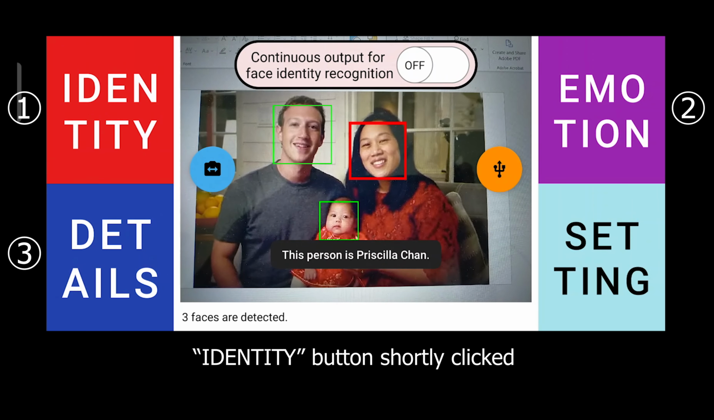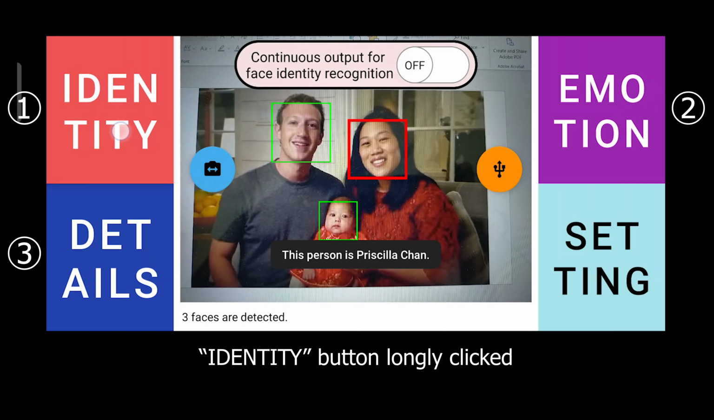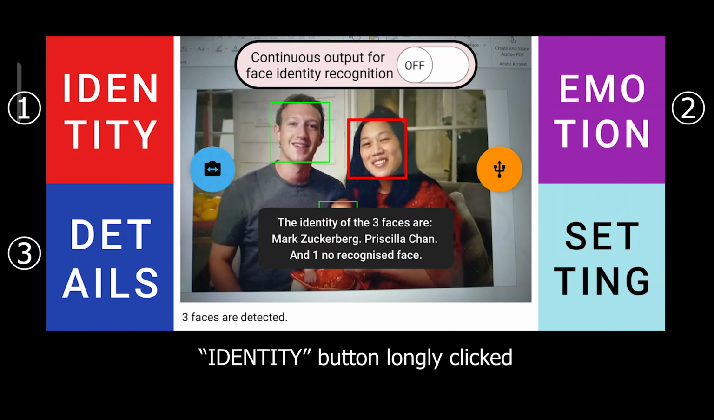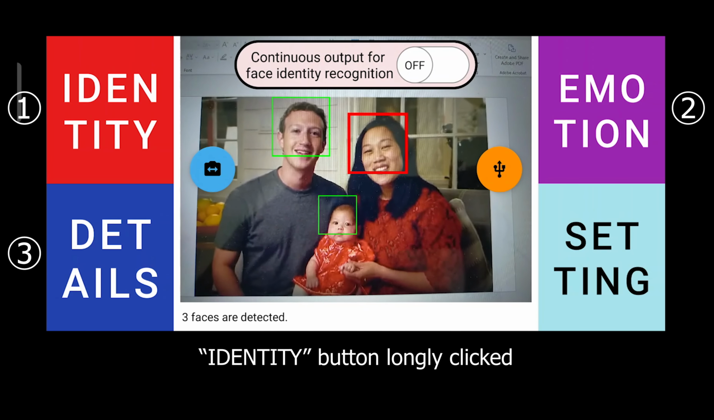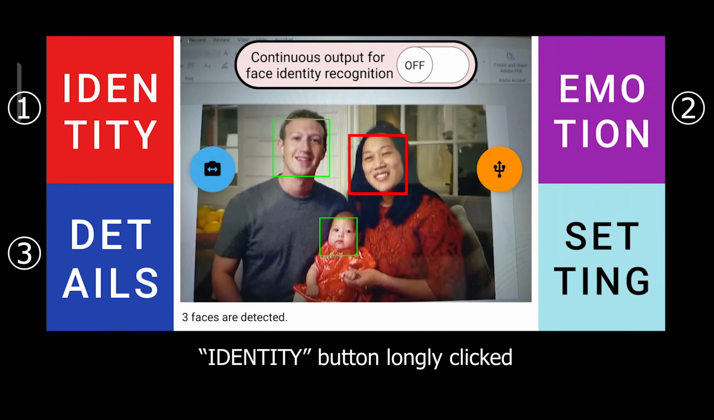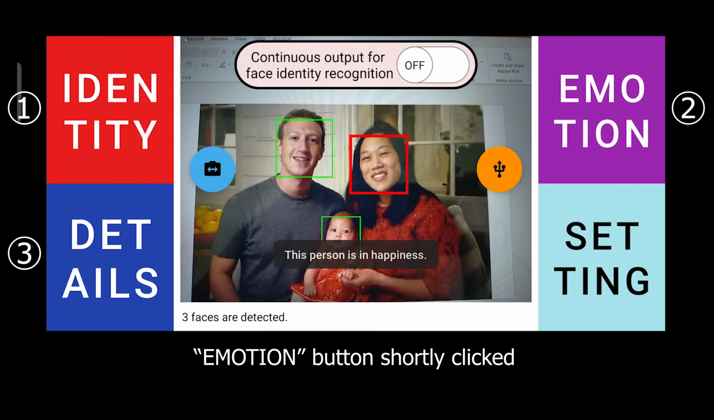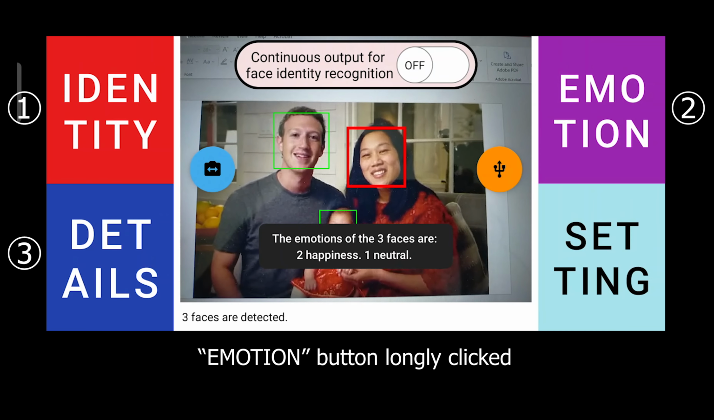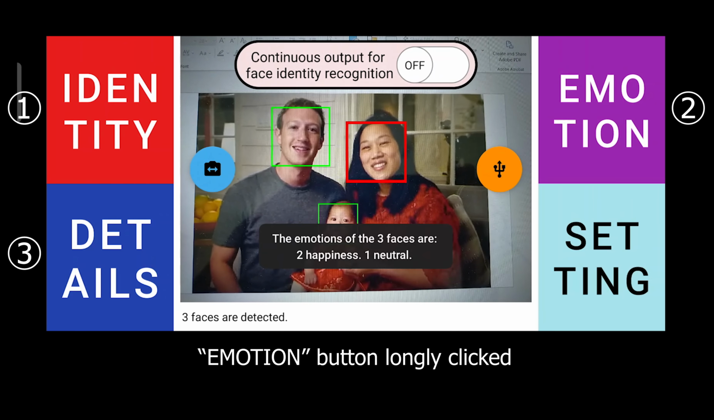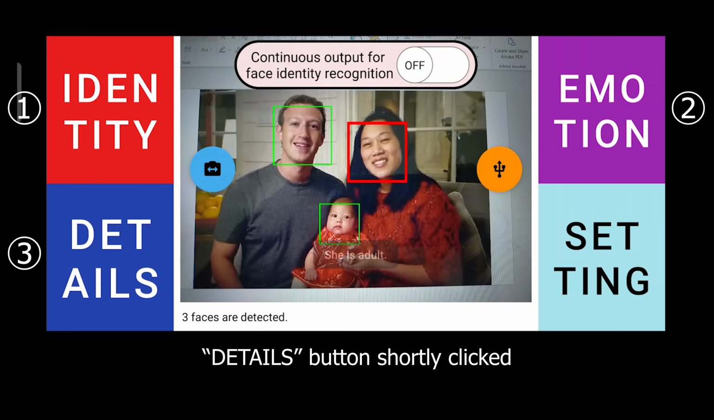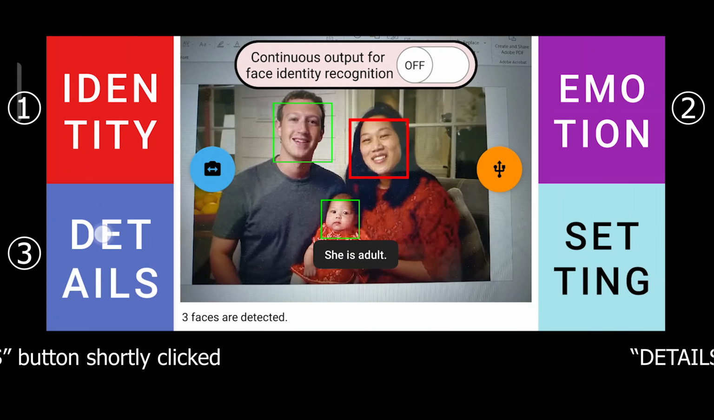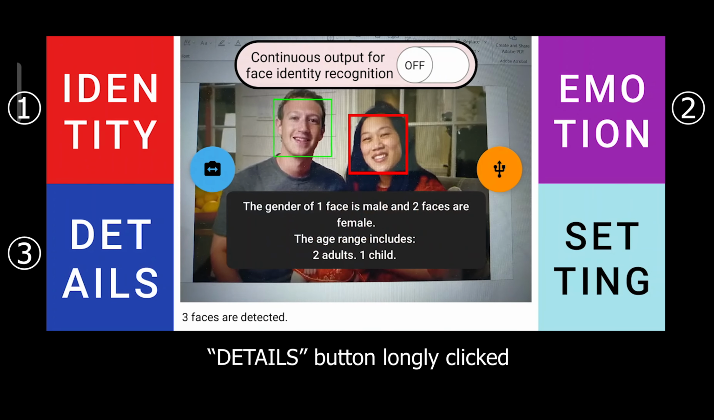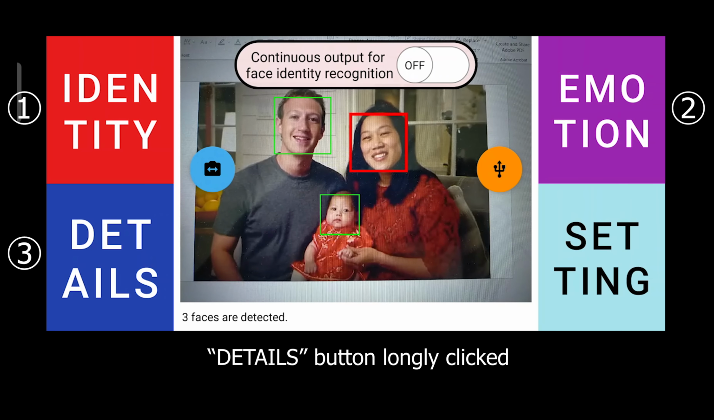This person is Priscilla Chan. The identity of the 3 faces are Mark Zuckerberg, Priscilla Chan, and 1 not recognized face. This person is in happiness. The emotions of the 3 faces are 2 happiness, 1 neutral. She is adult. The gender of 1 face is male and 2 faces are female. The age range includes 2 adults, 1 child.